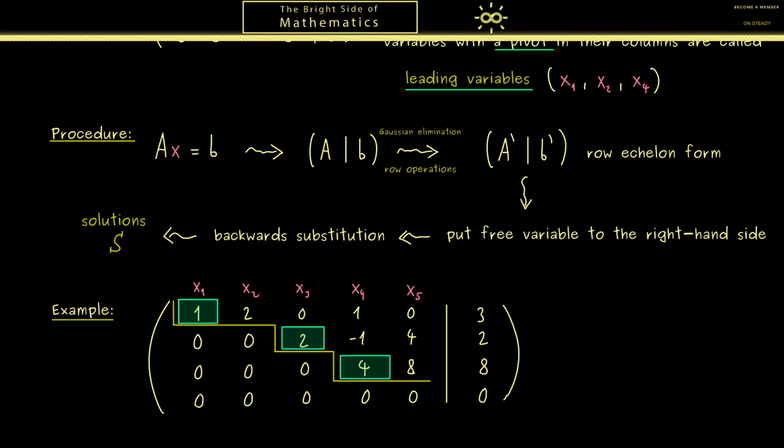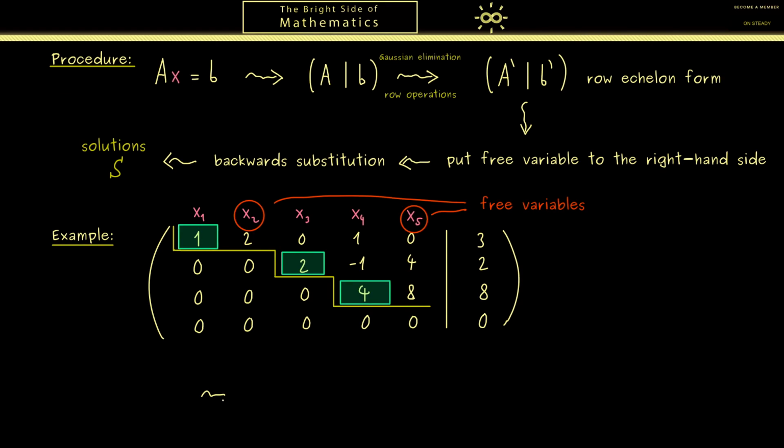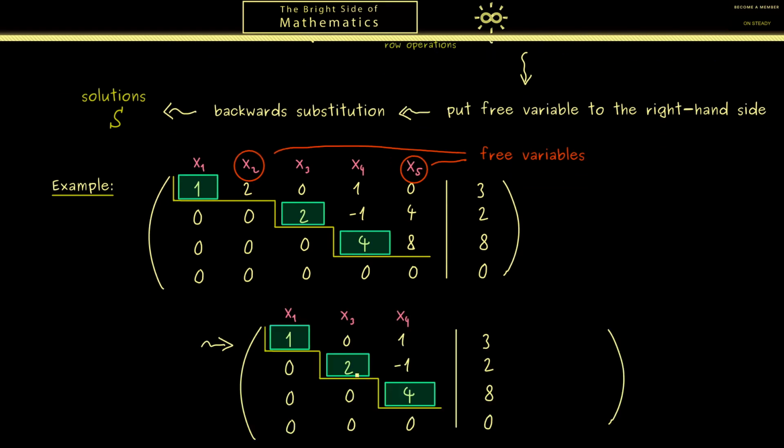And we see we have 2 free variables, namely x2 and x5. There are no pivots in the 2 columns, hence by definition these 2 variables are our free variables. Okay, and now our procedure here tells us that we have to put these to the right-hand side. So therefore, let's rewrite this matrix here. As you can see here, we want to remove the 2 columns on the left-hand side, which means we need to subtract them on both sides.